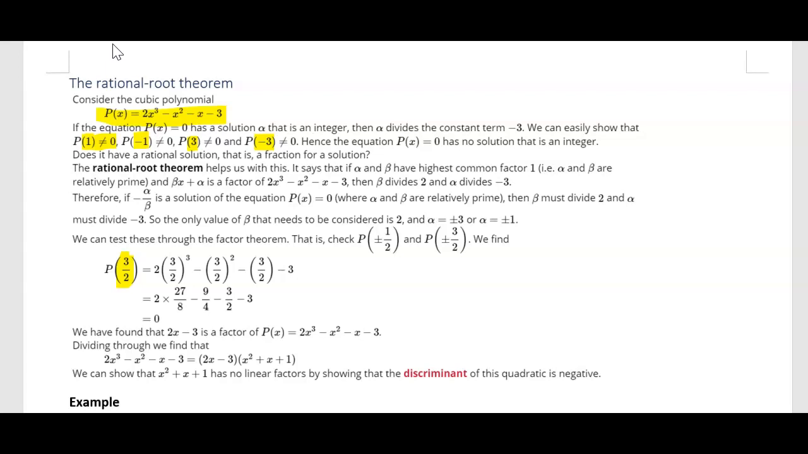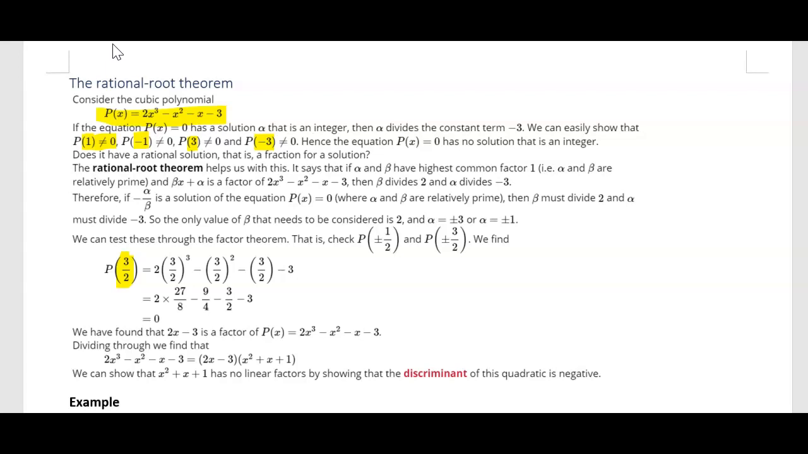All right, so you can see that 1, -1, 3, and -3 aren't solutions. Therefore, we don't have an integer solution for this polynomial. So we've got to say, well, there must be a rational solution, or we can test whether there's a rational solution. So basically, instead of an integer, can we have a fraction? Okay, so that's what we're going to look at today.